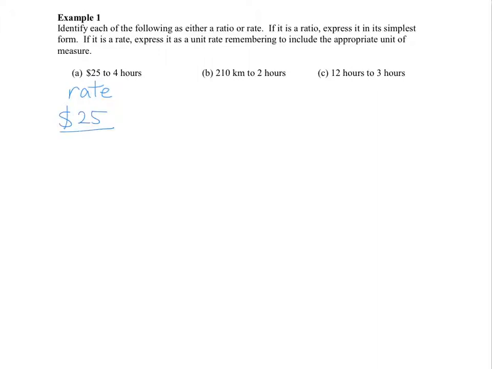Okay. Now, if we want to get it as a unit rate, we have $25 over 4 hours. Now we need to divide both of these by whatever the bottom is to get it in the unit for 1 unit of hours. So 4 hours, so we're going to divide by 4. We're also going to divide the 25 by 4. And if we do that, 25 divided by 4 is 6.25. And 4 divided by 4 is 1 hour. So that's $6.25 per hour.